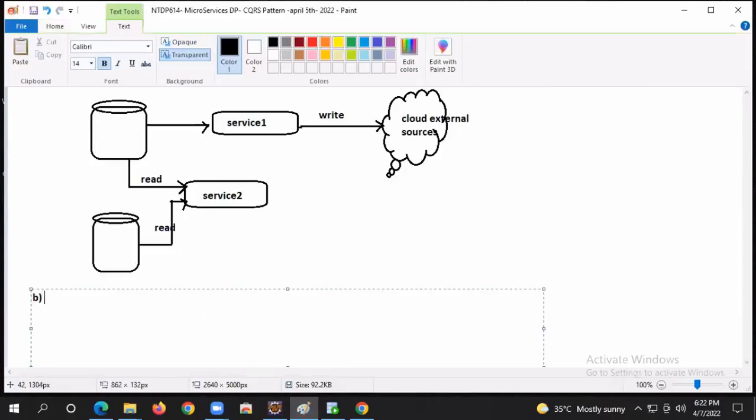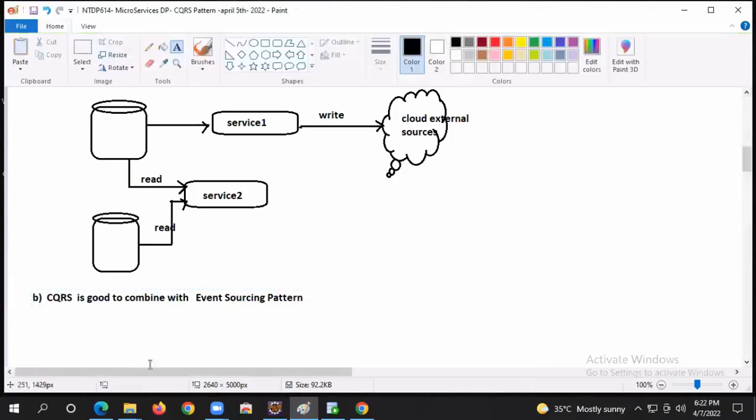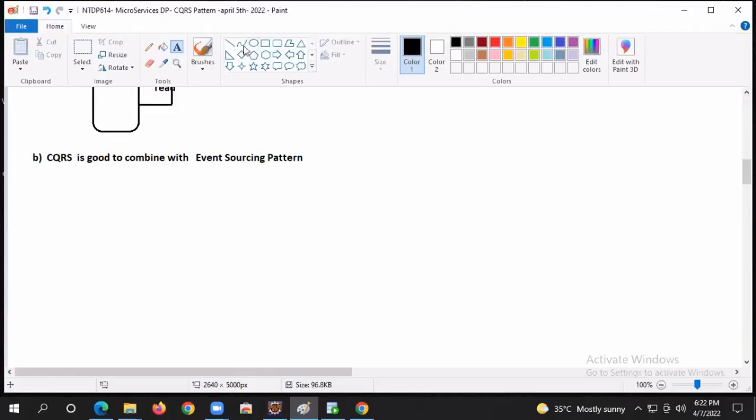Okay, next one. CQRS is good to combine with event sourcing pattern, guys. Okay, now listen carefully.